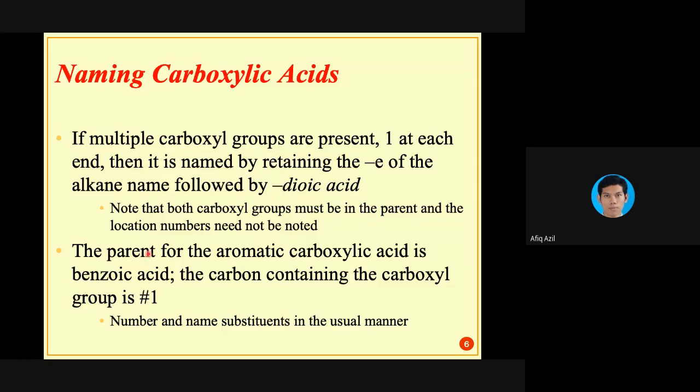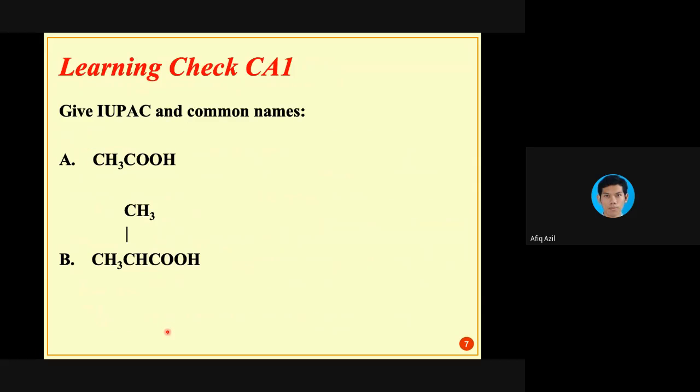So the parent for the aromatic, so now we are talking about aromatic, which is benzene. The parent for the aromatic carboxylic acid is benzoic acid. So the carbon containing the carboxyl group is number 1. So an example over here, we try.